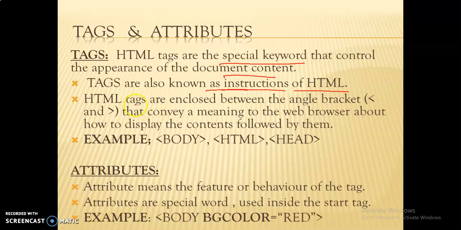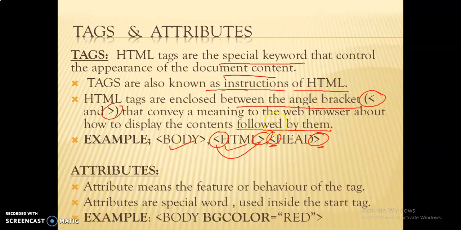HTML tags are enclosed between angular brackets, this one. They convey a meaning to the web browser about how to display the content that follows. That is your body tag, an HTML tag. You can see that this is a tag because something is written inside the angle brackets. These are the angle brackets. Have you seen that? Head is written inside the angle brackets, or you can say angular brackets.